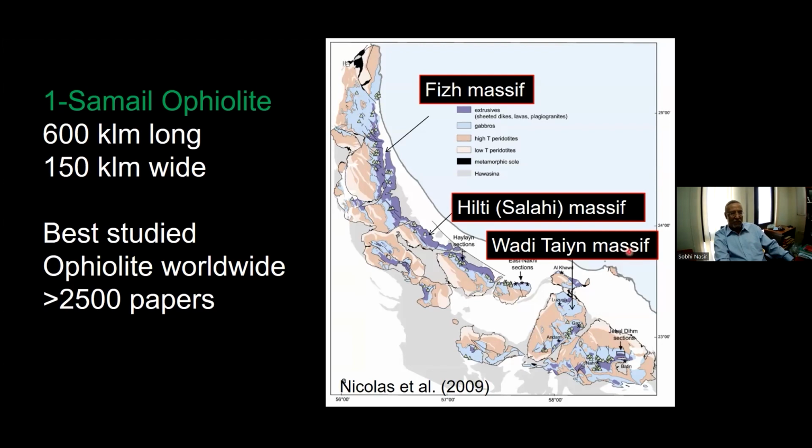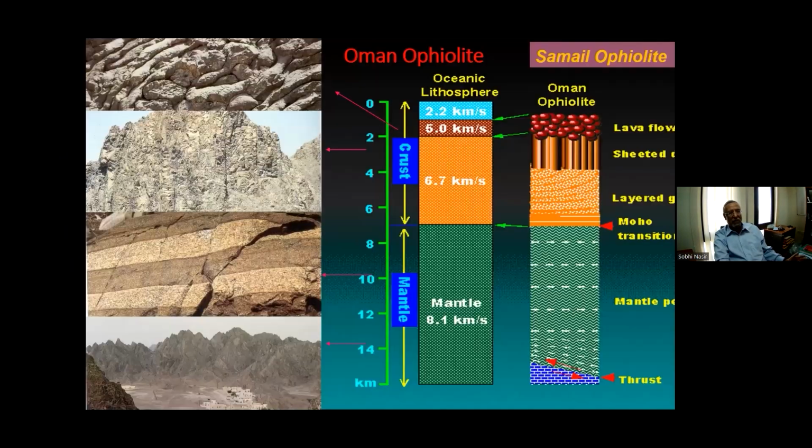The well-studied one is the southern part. This is called the Wadi Tayin Massif, and the central part is called the Haylayn Massif, and the northern part the Fizh Massif. The length is around 600 kilometers long, and the width is 150 kilometers. It's one of the best studied ophiolites worldwide because it gives us an excellent section, well-preserved rock all over. Just to give you some examples, you can see the mantle sequence all over Oman, the layered gabbro, the sheeted dike, pillow lava, and these are very typical of present-day oceanic lithosphere.